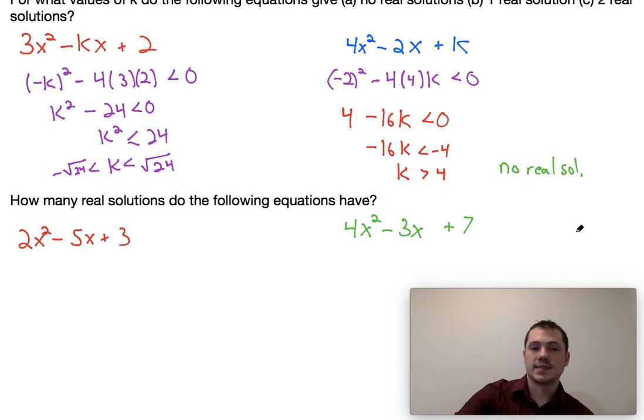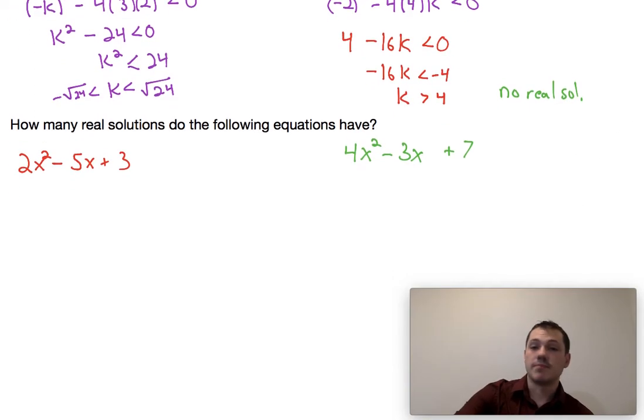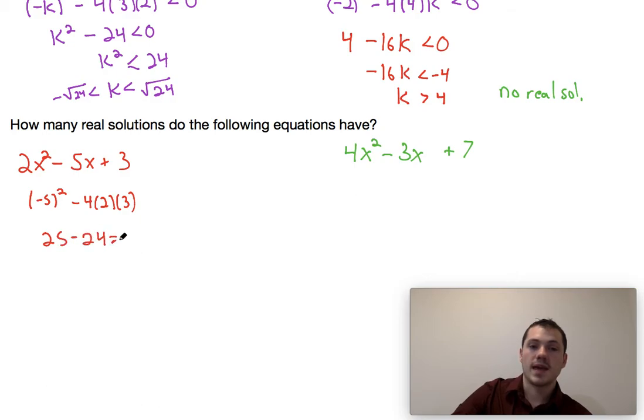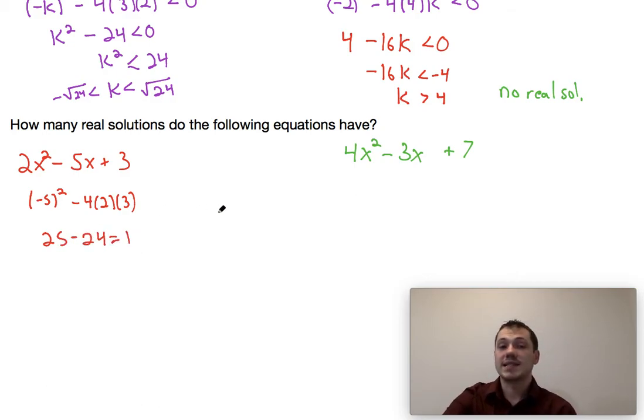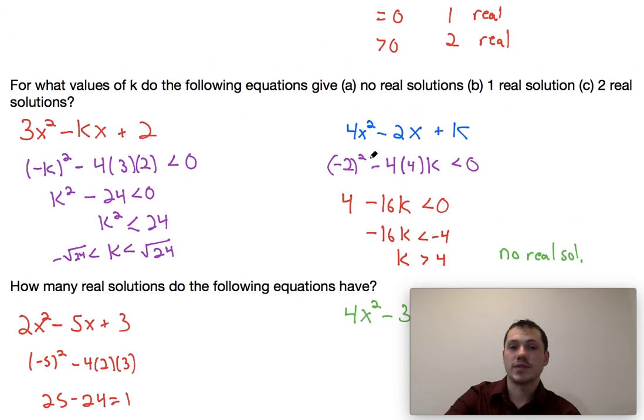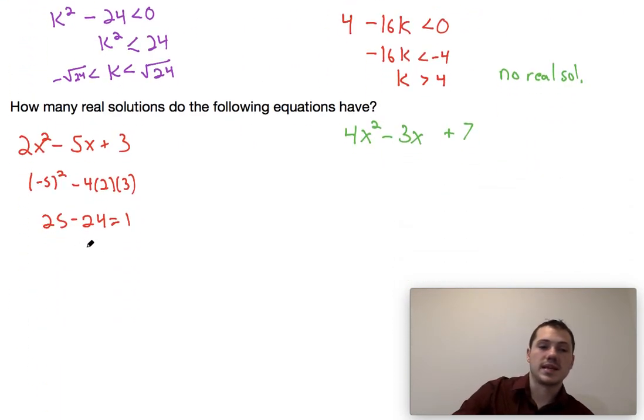Another way you might see these problems is them simply asking you how many real solutions do you have when presented with an equation. And in order to solve these, we would again just go to our discriminant. So this would be negative 5 squared minus 4 times 2 times 3. This would be 25 minus 24. This equals 1. Now, since that's a positive number, since 1 is greater than 0, this would be the case where we have two real solutions.